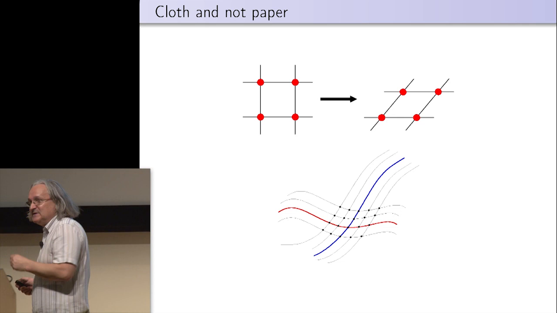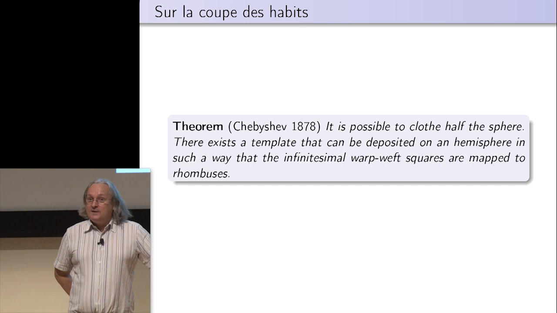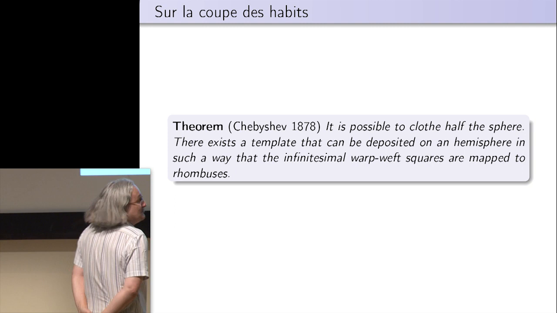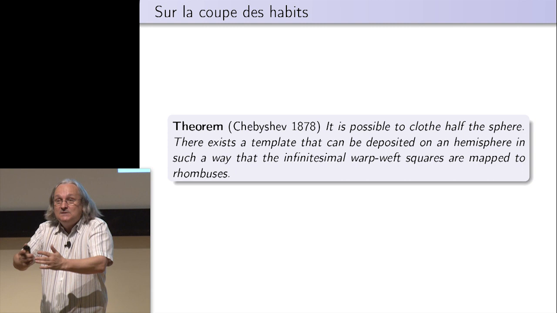And he kind of proves something. He proves that this is possible for half a sphere. So in this draft, you have the following statement. It is possible to clothe half the sphere, so there exists a template that you can deposit on half the sphere in such a way that half the sphere is completely covered by your template, and the infinitesimal squares are rhombuses. That's the theorem of Chebyshev.